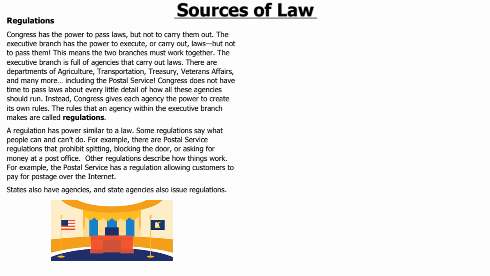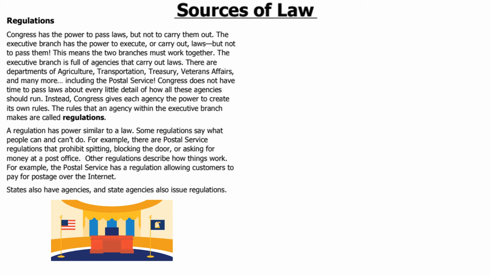Congress did not have the time to pass laws about every little detail of how all these agencies should run. Instead, Congress gives each agency the power to create its own rules. The rules that an agency within the executive branch makes are called regulations. A regulation has the power similar to a law.